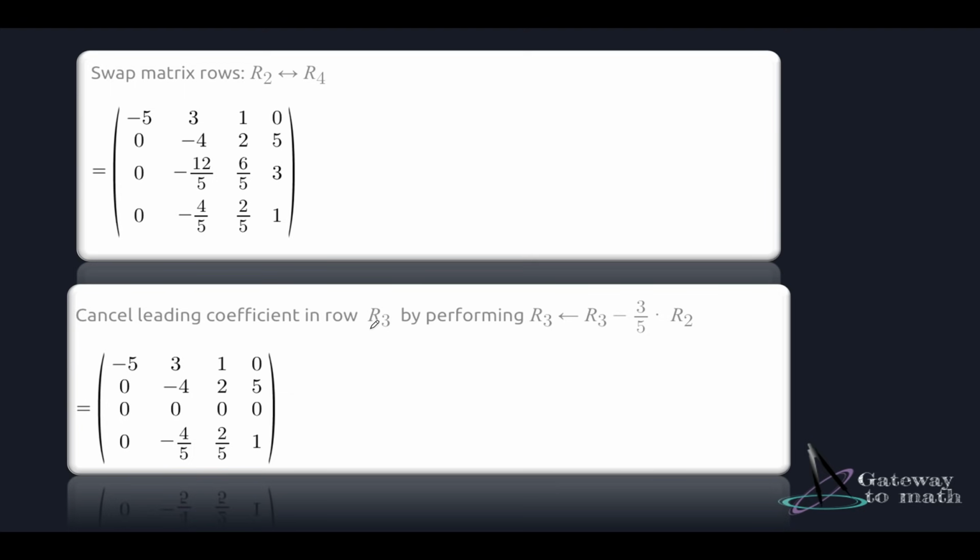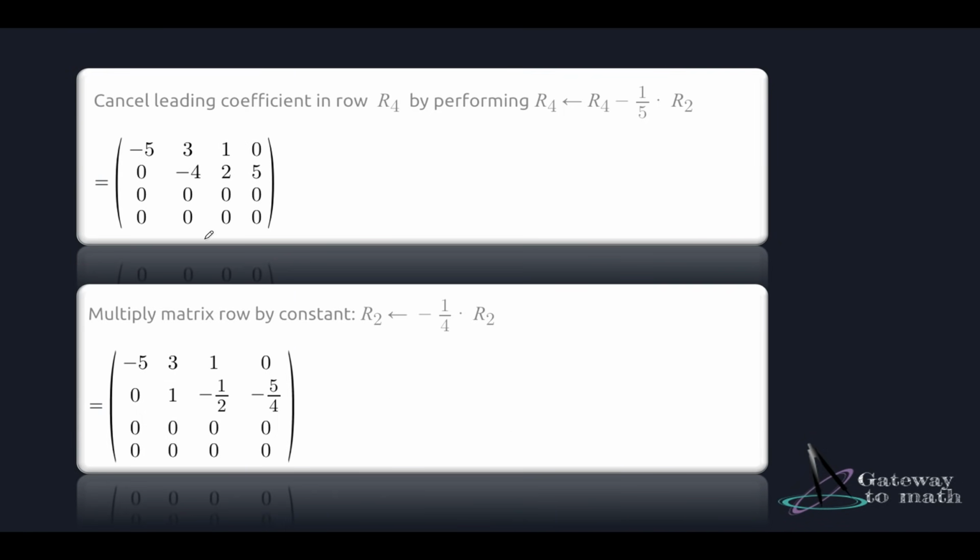Cancel leading coefficients in R3 by performing the following operation. From the row 3 values, we are subtracting 3/5 of R2, and the values that we are getting equal all zeros. Cancel leading coefficients in row R4 by performing the following computation: R4 minus 1 by 5 times R2, and then the values in the fourth row are all zeros. Multiply matrix row R2 by a constant, minus 1 by 4, and the entries we have equal 0, 1, minus 1 by 2, minus 5 by 4.